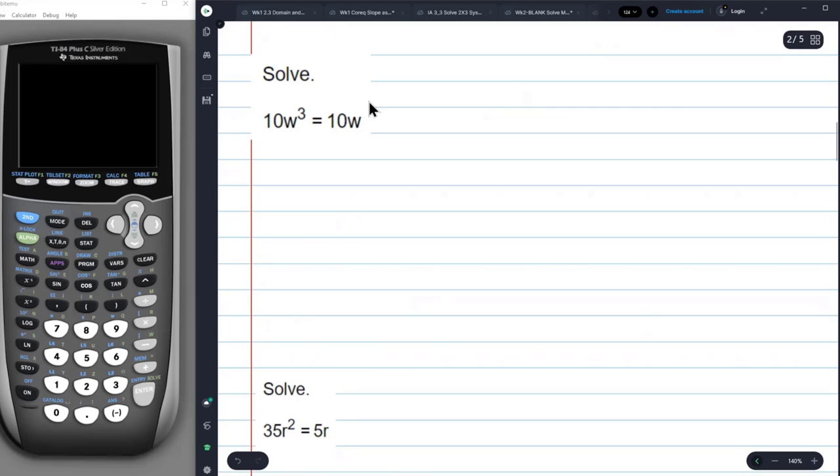Here I have a cubic equation. All right, highest power 3 is cubic. Means it's not quadratic. Okay, now watch. First I use the zero principle. I'll subtract 10W from both sides of the equation. And that will give me 10W cubed minus 10W equals 0.